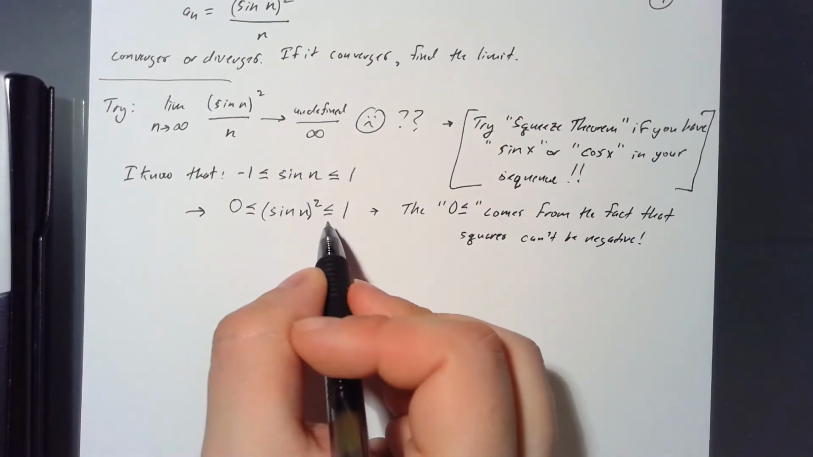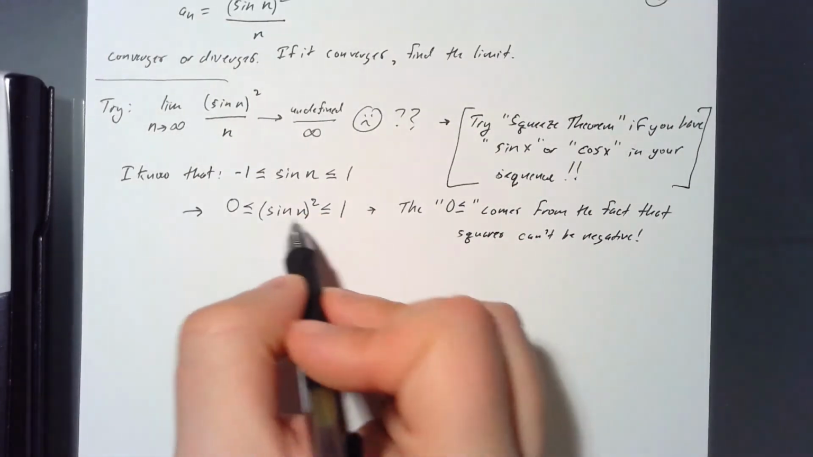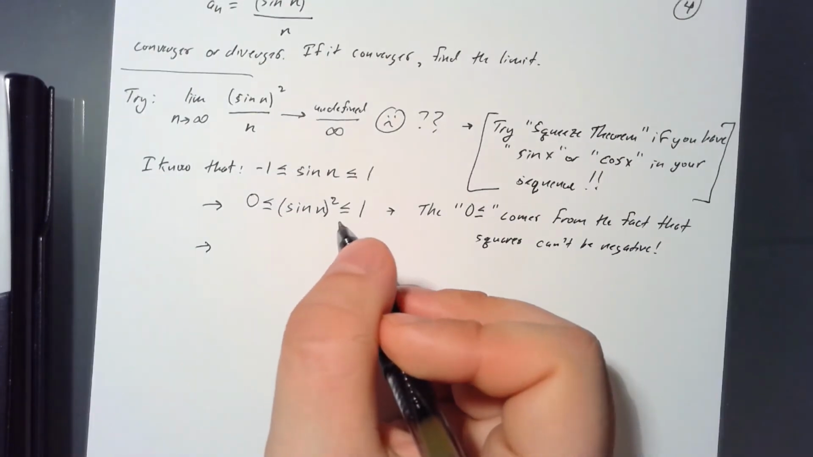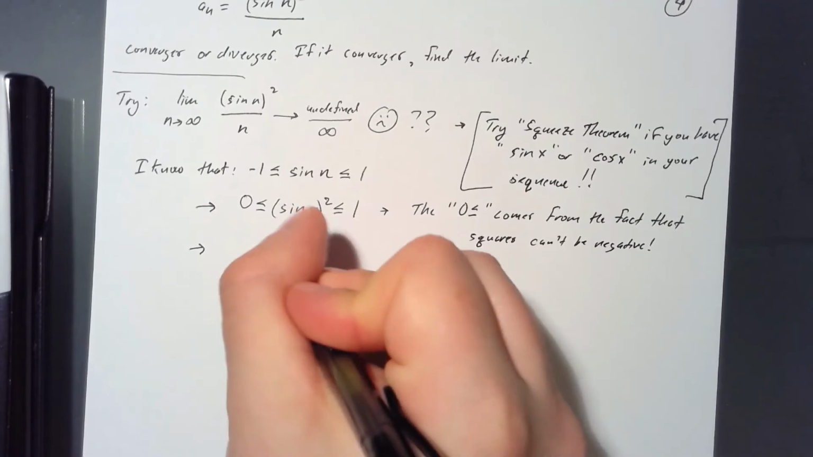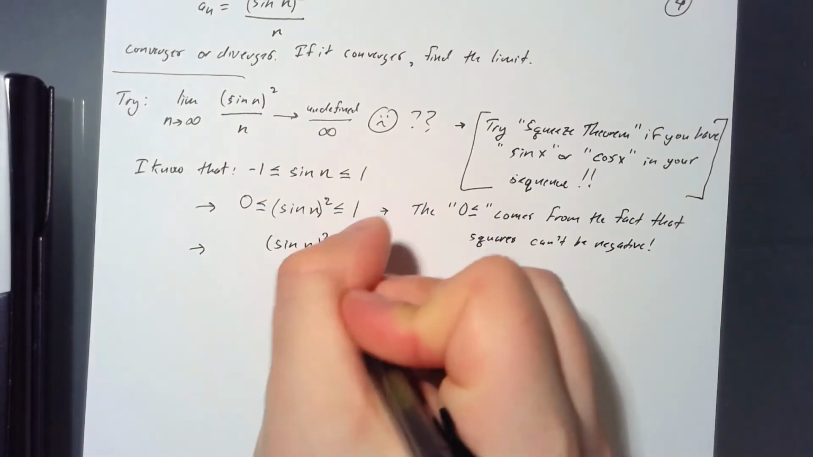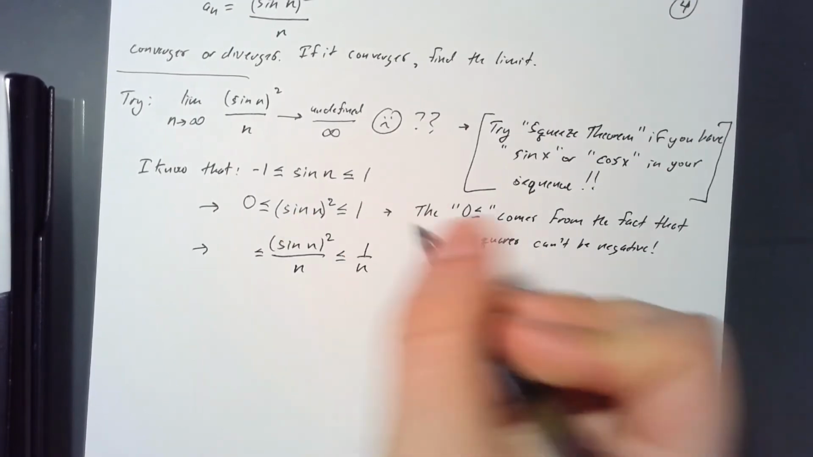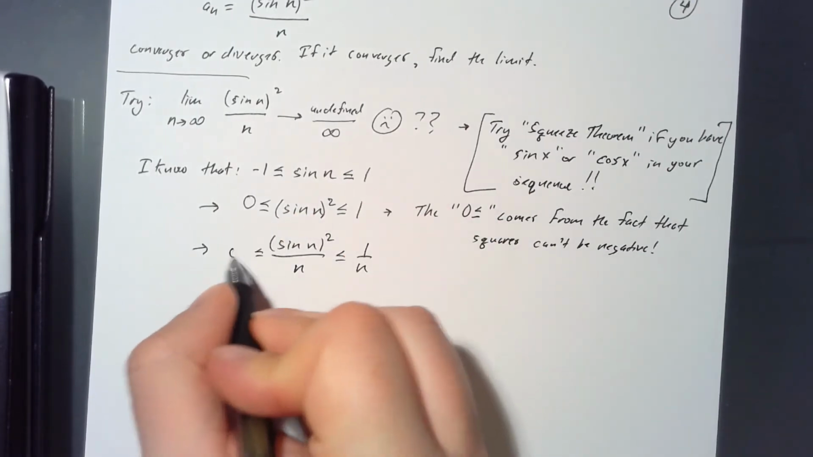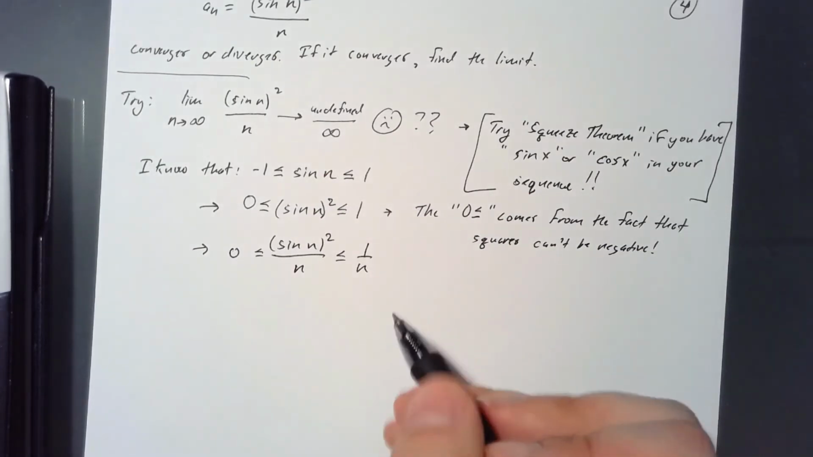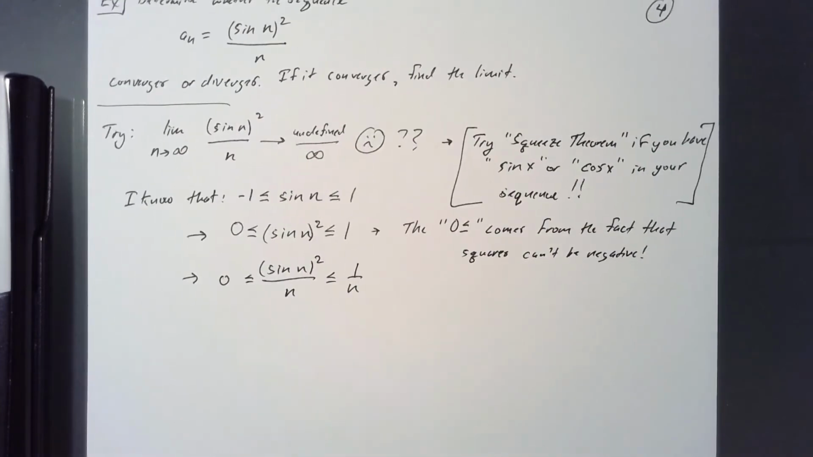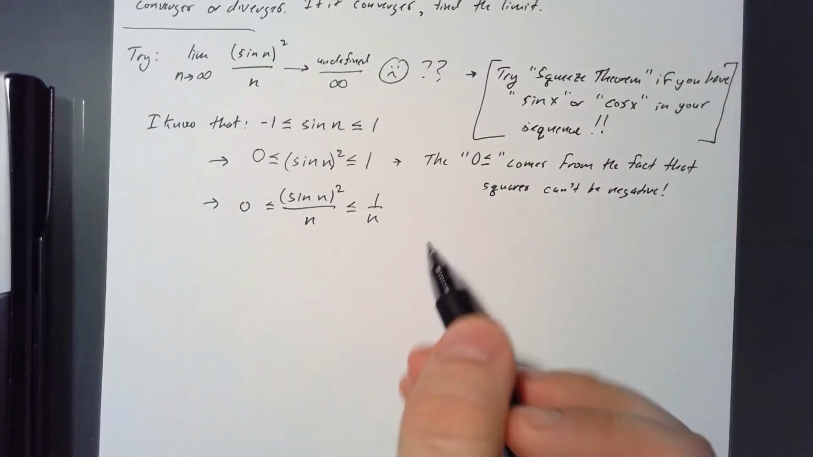So now that I have that, what do I do to get to what I have? Divide all three sides by n. Then I have sine of n quantity squared divided by n is less than or equal to 1 over n, and 0 divided by n is still 0. Okay. So now this is what I have. Now that I have this set up the way I had the previous problem set up, a 3-part inequality, I'm set up to use the squeeze theorem.